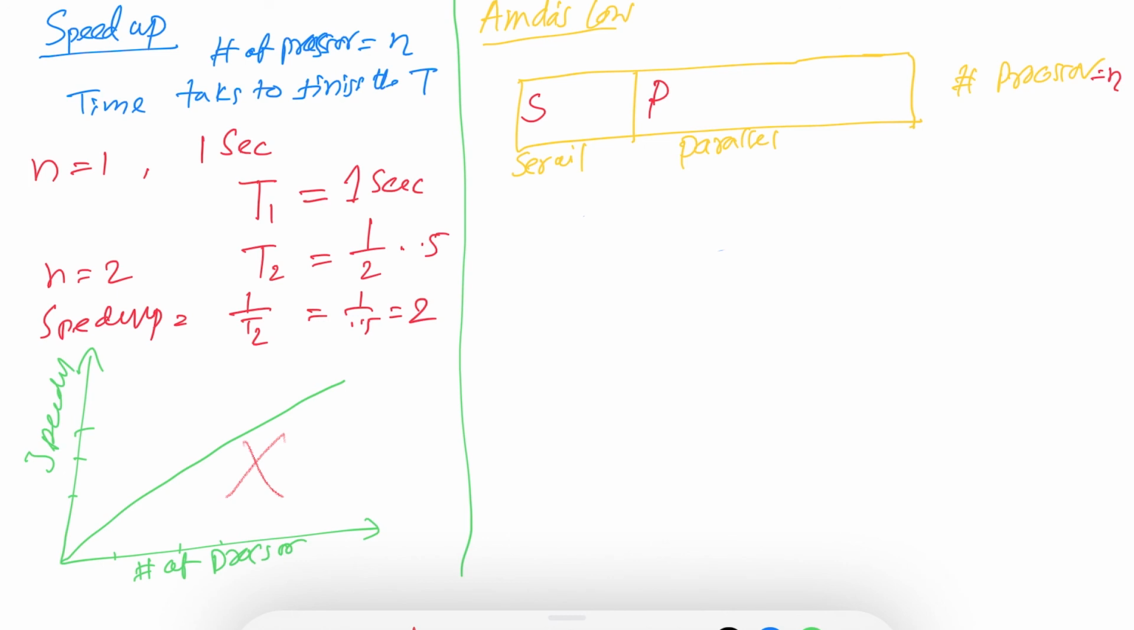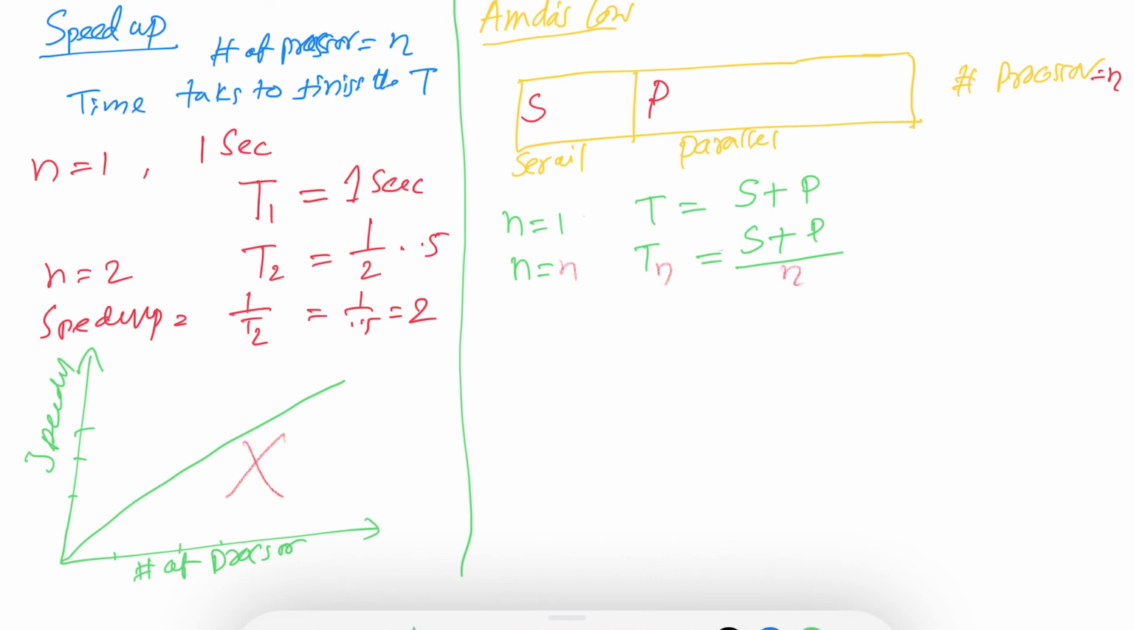in reality. Okay, so let's again consider n equal to 1. The time taken is basically simple: the time required for the serial part plus the time required for the parallel part. Once n equals 2, then T2 is S plus P divided by 2. And if it is n, then Tn is S plus P divided by n.